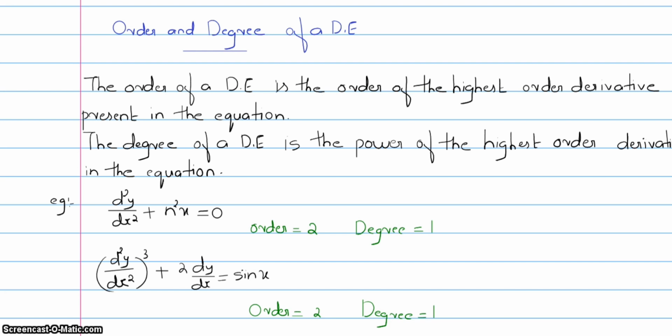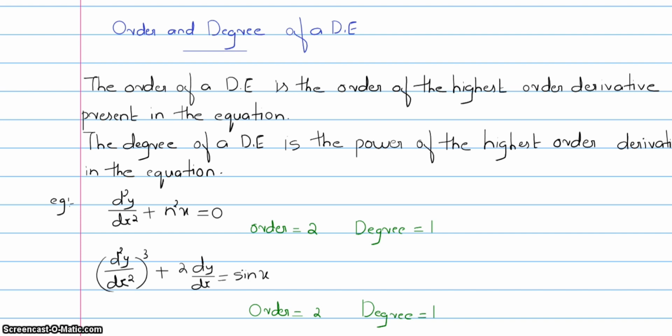Now let's see what is the order and degree of a differential equation. The order of a differential equation is the order of the highest order derivative present in that equation. Also, the degree of the differential equation is the power of the highest order derivative in the equation. Consider this problem, d square y by dx square plus n square x equal to 0. Here the highest derivative in the term is second order. Second order means the second derivative exists as the highest order. Hence the order of this differential equation is 2.